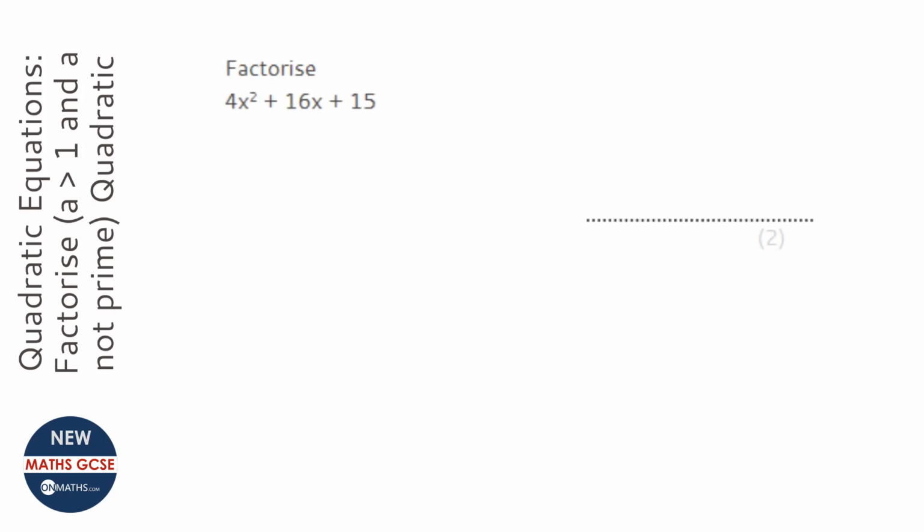Okay, you'll notice in this question that the coefficient of the x squared is not 1. So to do this question, we've got to do a slightly different method. First thing we need to do is look at the 4, so the number before the x squared, the coefficient, and the number term, and all you need to do is just times them together.